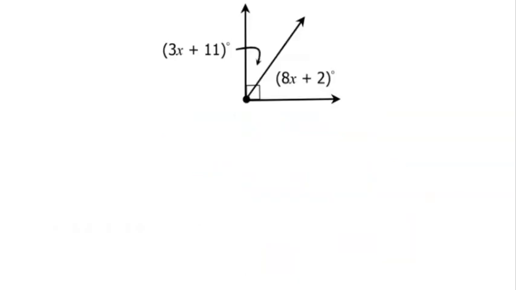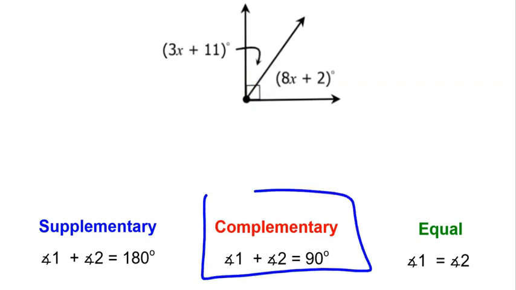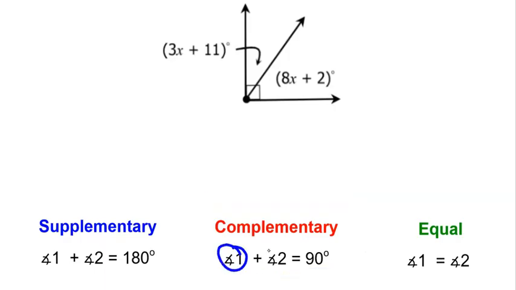Let's take a look at another one. Again, I have a drawing, and all I need to do is determine which angle relationship we have. Do we have supplementary, complementary, or equal angles? And I can see here in the corner a perfect 90-degree box. That means I have a complementary relationship. The setup is the information from angle 1 plus the information from angle 2, then an equal sign and a 90, because complementary angles sum to 90 degrees.